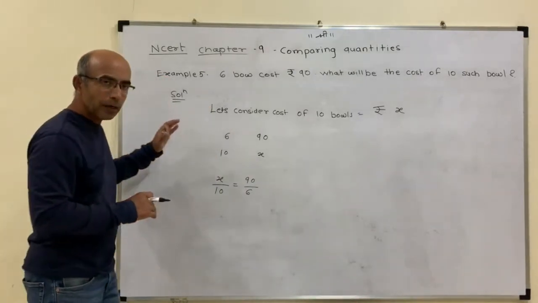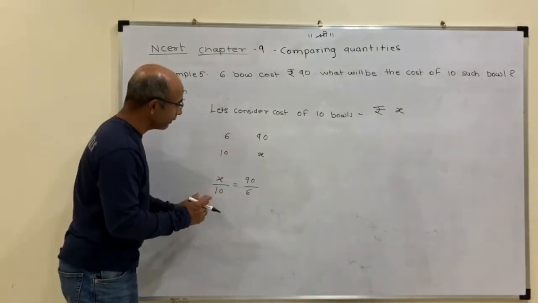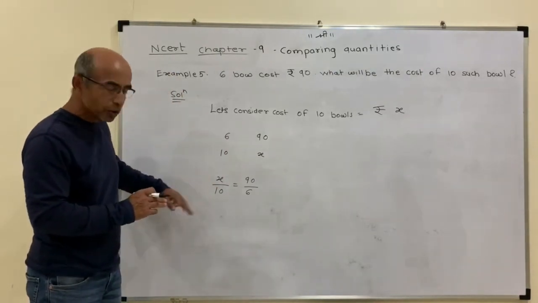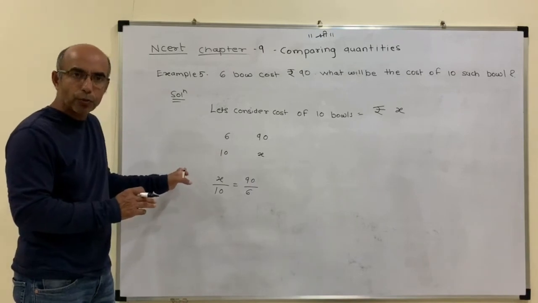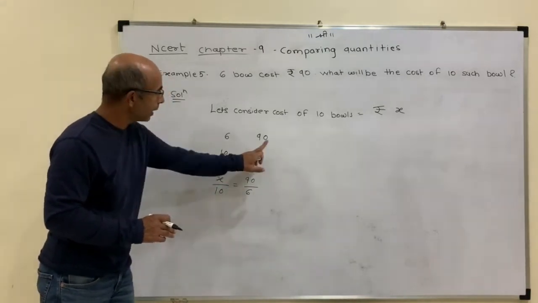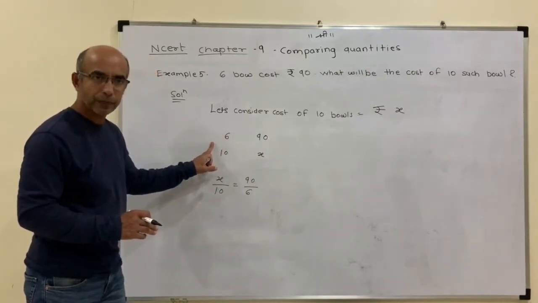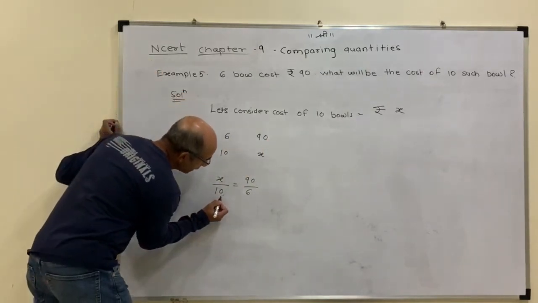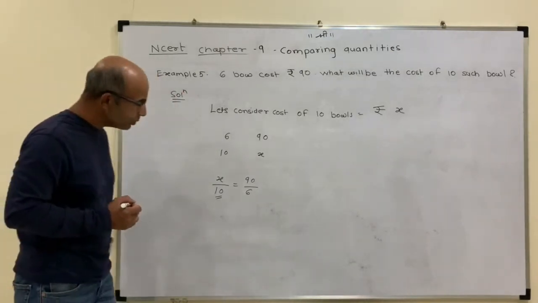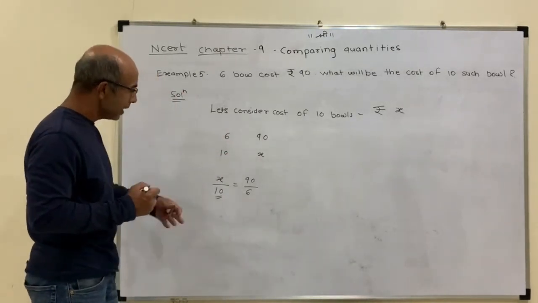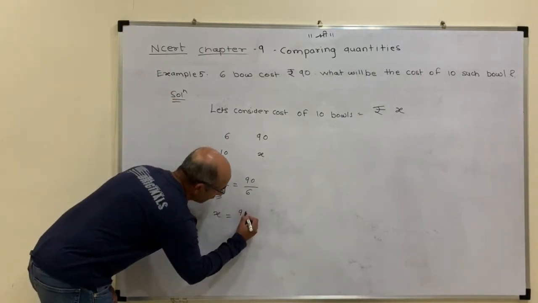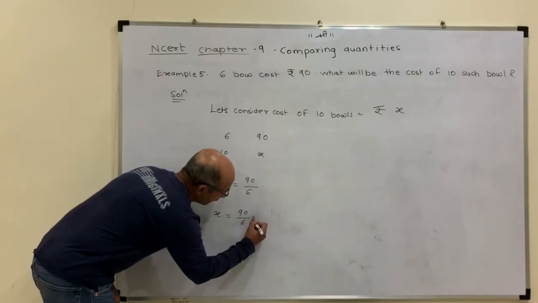There is no hard and fast rule that you have to say 6 divided by 90. You can always put x on the left hand side and in the numerator. So x by 10 and 90 by 6. Now this 10 is divided on the left hand side. When I transpose it onto the right hand side, it will be multiplied. So it will be x equals 90 divided by 6 into 10.